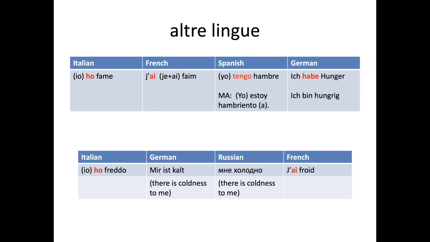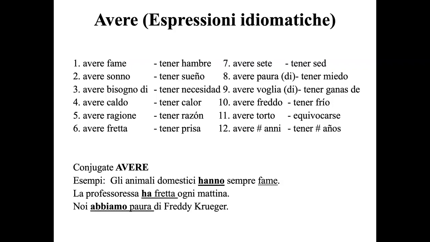So ho freddo means I have coldness. And in German and Russian, they say something else, which is not ich bin kalt or ja холодный, right? They say mir ist kalt, which is there is coldness to me, or мне холодно, which is there is coldness to me, exactly the same thing. In French, they say the same as in Italian, j'ai froid. So I have coldness. And in Spanish, they say tengo frío, which is tener, the verb avere as well.